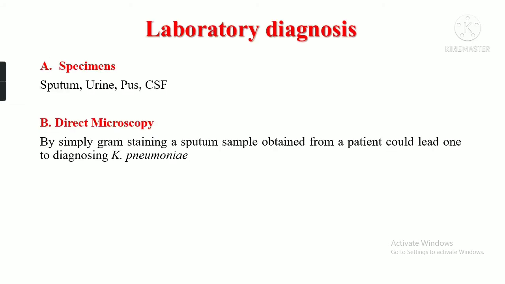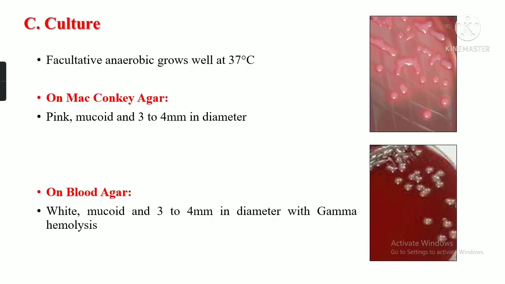Laboratory diagnosis. For this we can collect a sputum sample in case of respiratory infection. In case of UTIs, a urine sample will be collected. In case of pyogenic infection, a pus sample can be collected, and in case of central nervous system infections, a CSF sample, that is cerebrospinal fluid sample, is collected. Direct microscopy. In this, the sample is smeared on a glass slide and gram stained. Following that, the microscopy may show the presence of gram-negative rod-shaped bacteria.